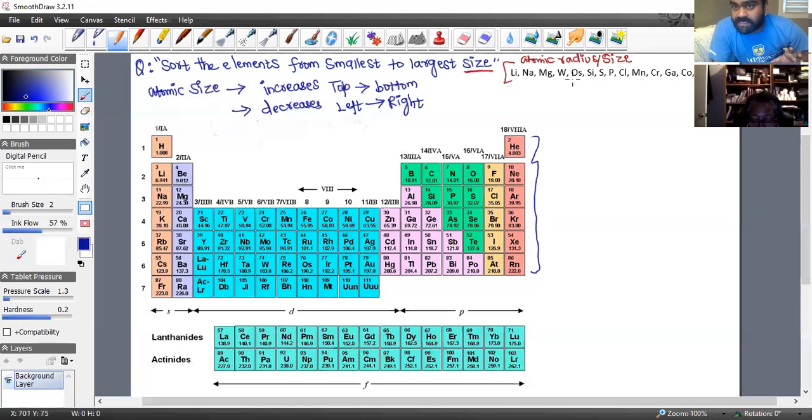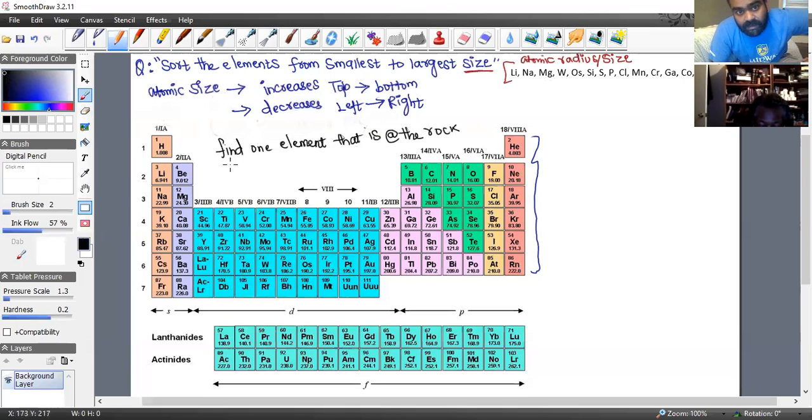Now, all these are elements. None of them are ions. We're going to look at a couple of examples, because that is also something that has troubled people. So let me go get my black color. Now, as I said, find one element. Let me write it down. Find one element that is at the bottom, at the rock bottom, and furthest to the right.